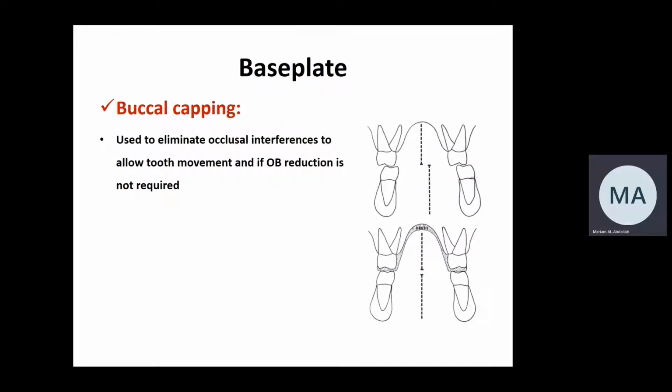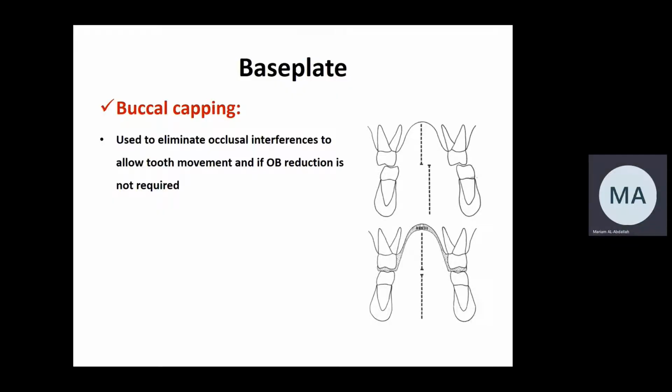Buccal capping is another modification for the base plate, where we cover the occlusal surface of the buccal teeth. Sometimes we cover it fully, or we cover only the palatal cusps and free the buccal cusps. The reason is that it makes it easier to adjust the rest of the components if it's only halfway coverage of the occlusal surface.